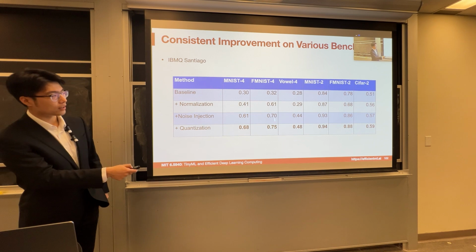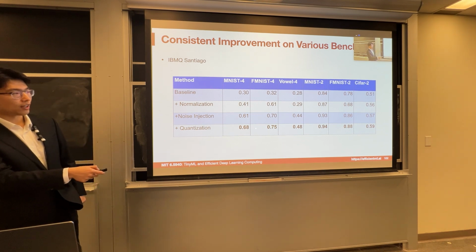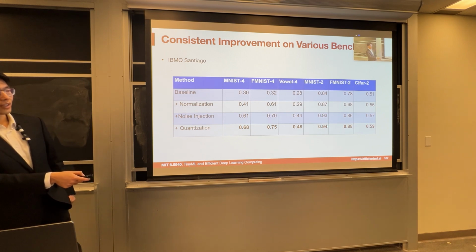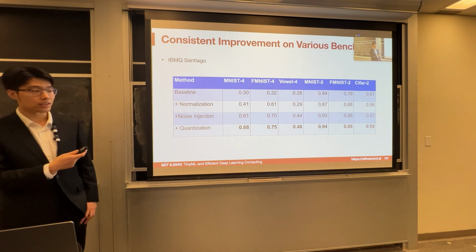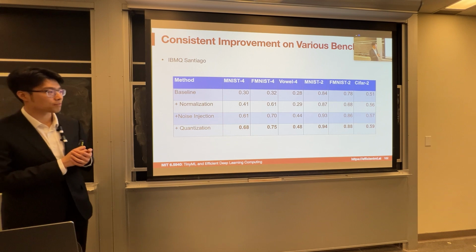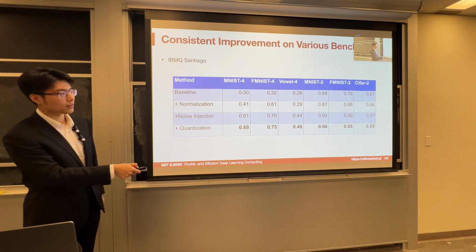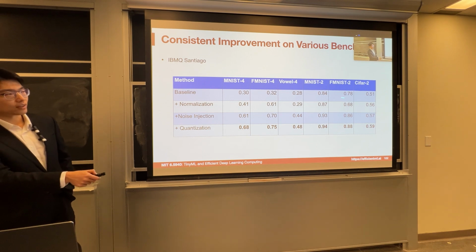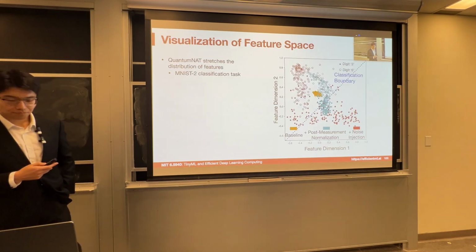And for Fashion-MNIST, even larger. And for two-class classification, we can always achieve around 94, 95% accuracy on the real quantum device. So that's pretty high, and 10% higher than the baseline. And that's also the case for CIFAR and Fashion-MNIST two-class classification.